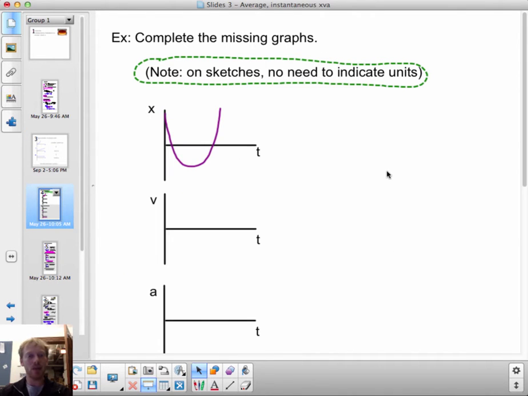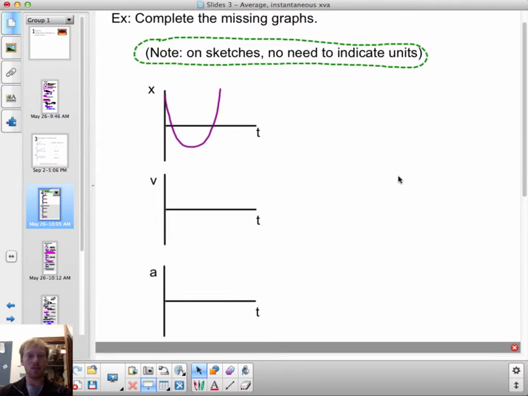But for right now, let's see if we can do this. Can we complete the missing graphs? If we're given this position as a function of time graph, can you draw the velocity as a function of time graph for this object and the acceleration as a function of time graph for this object?